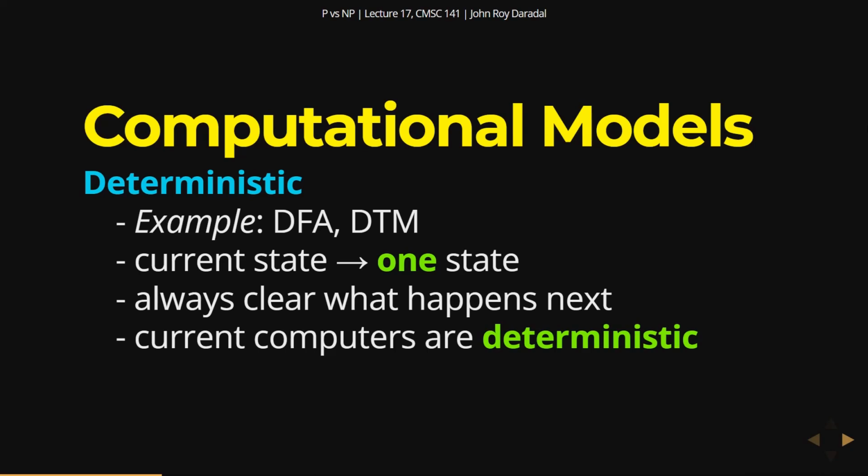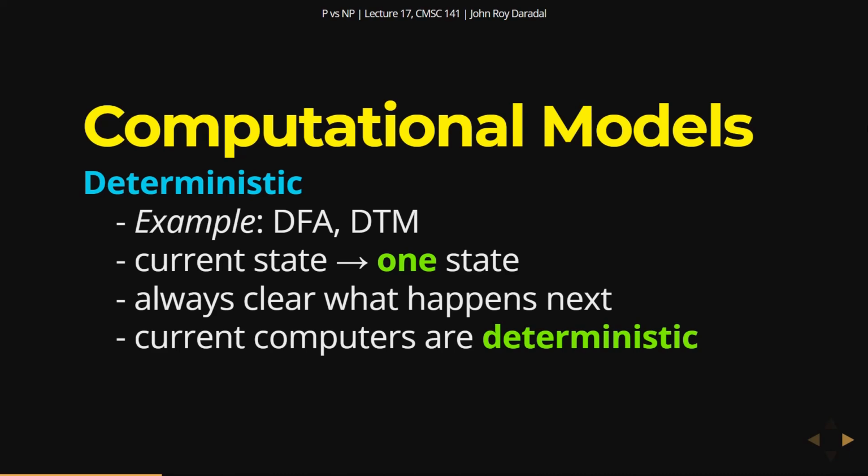Okay, and take note that our current computers are deterministic. There is no sense of randomness or non-determinism in our current computers. Well, there is randomness, but even the randomness is just fake, because if you know how random number generators work, it's just pseudo random, right? But anyway, I'm going off topic, but yeah, that's deterministic computational models.